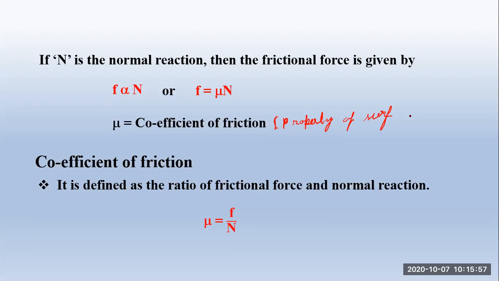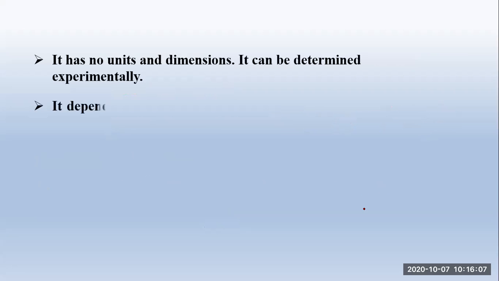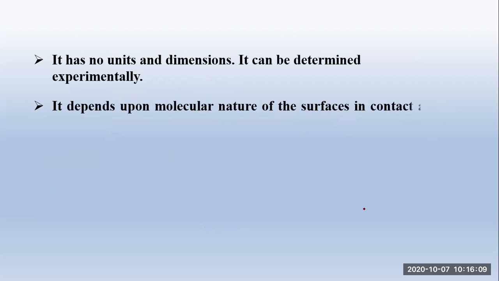Actually, it is a property of the surfaces in contact, both the surfaces in contact. It has no unit and dimension. It can be determined experimentally. It depends upon the molecular nature of the surfaces in contact.